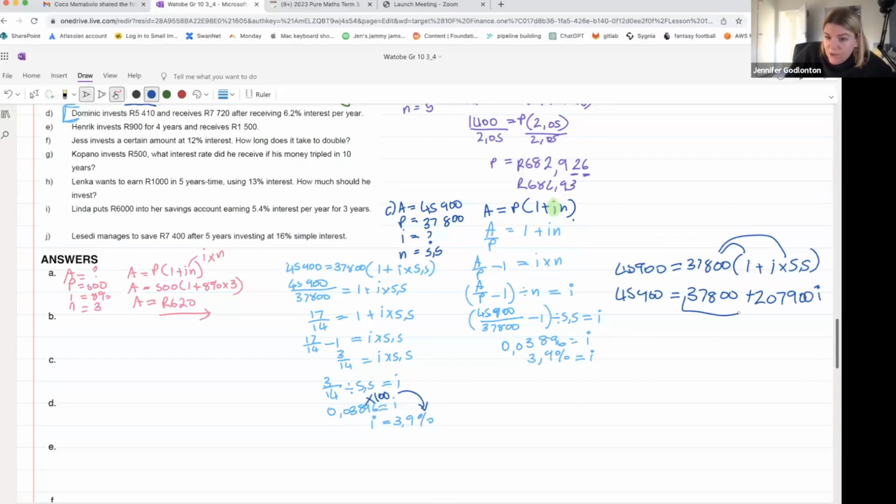Then did you move this one over? Yes, ma'am, I moved it over. Okay, that's right. So far, all good. I'm happy so far. 207,900 I. Okay. So 45,900 minus 37,800, so we get 8,100 is equal to 207,900 I. Are we there?